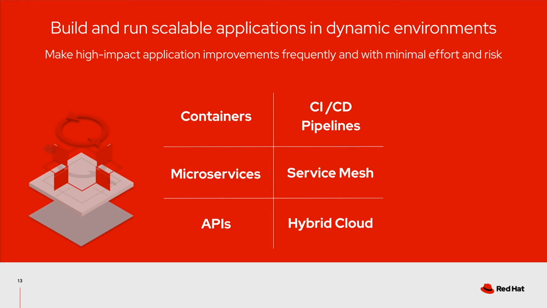It becomes apparent from the definition that technologies such as microservices, containers, service mesh, and CI/CD pipelines enable loosely coupled systems that are resilient, manageable, and observable. Combined with robust automation, they allow engineers to make high-impact changes frequently and predictably with minimal effort and risk.